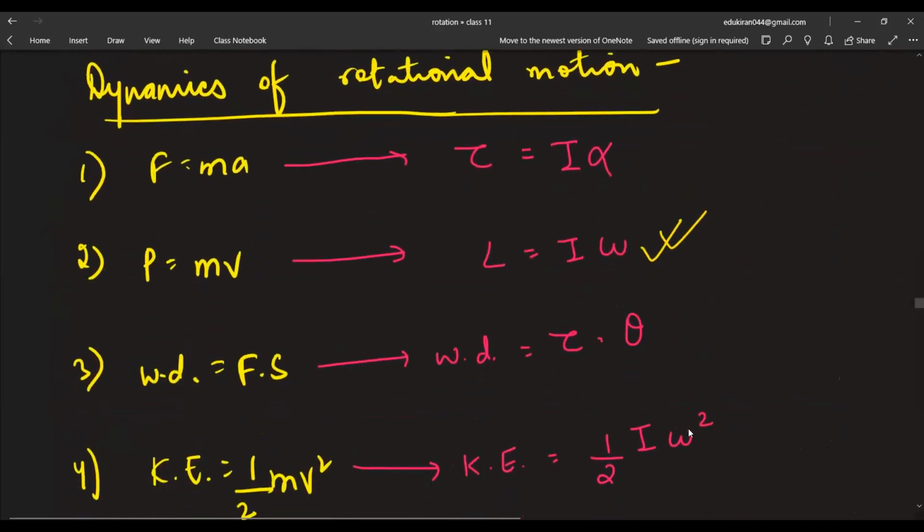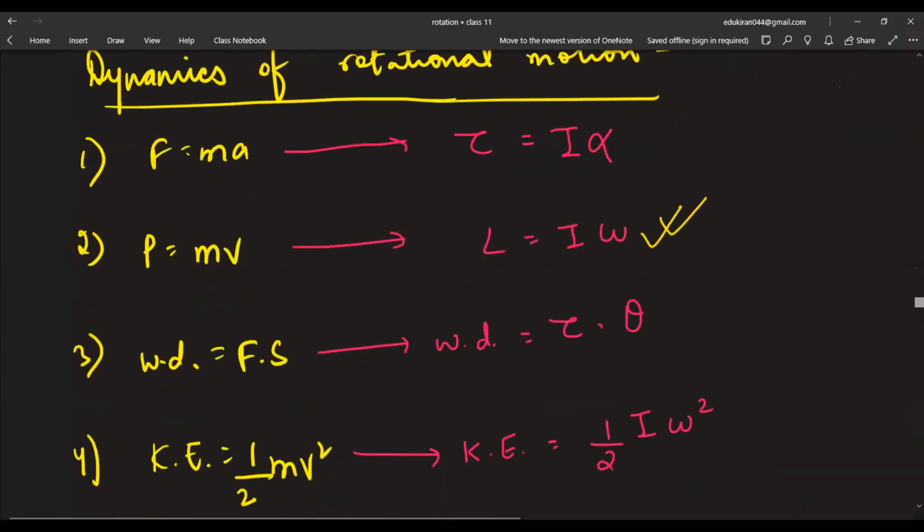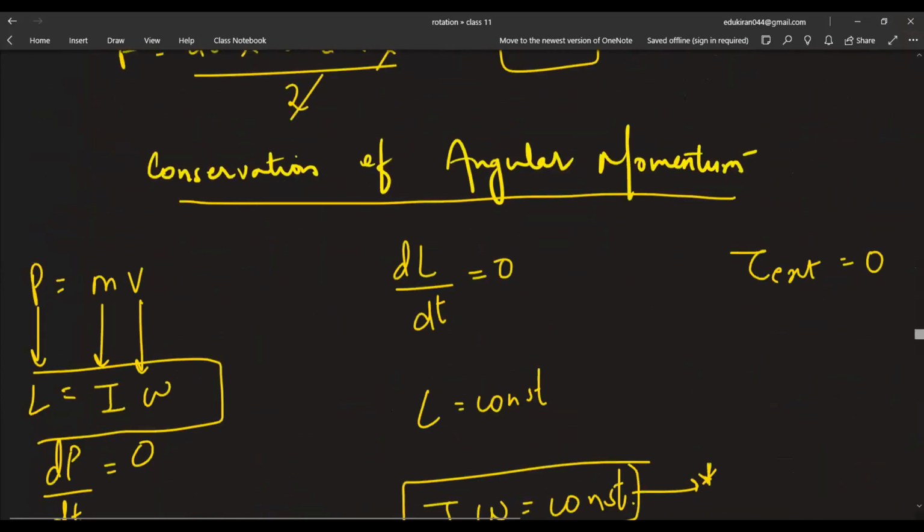I didn't ask this part because if you know the analogs, you can convert. If I say work done is equal to F dot S, you know force can be written as torque tau, and linear displacement can be written as theta. So this part you can at least make. But if you don't remember these formulas, then you'll not be able to complete the question further.